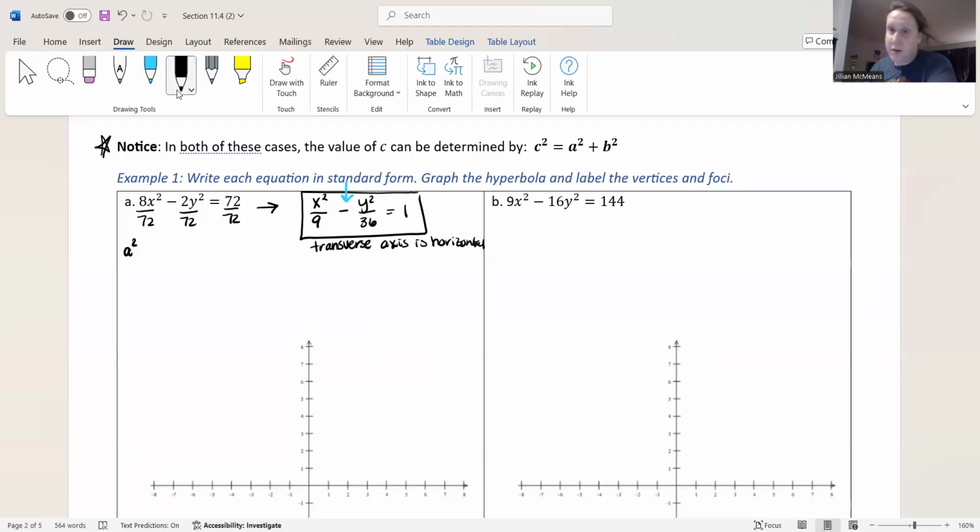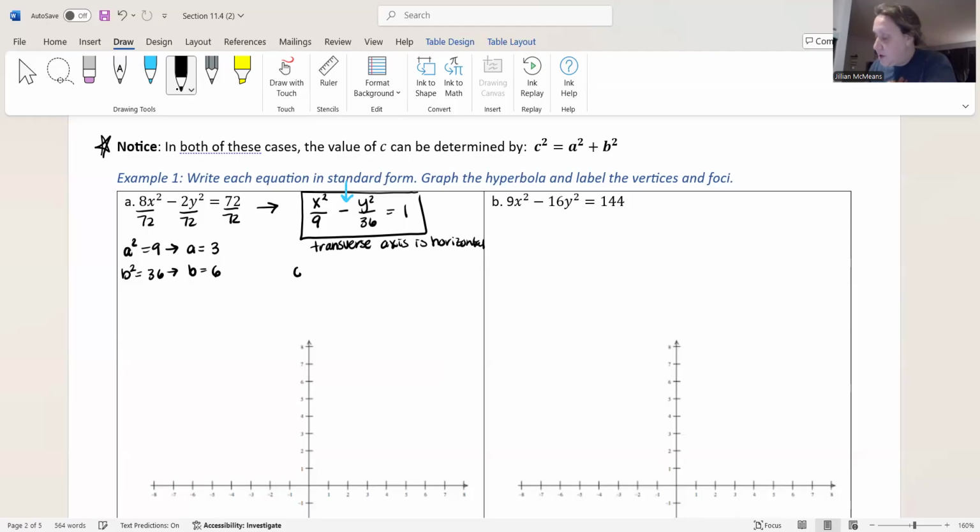All right. So now that we know that, let's go and find A, B, and C. Okay. So A squared is going to be the denominator under your first term. So A squared is 9, which tells me that A is 3. So we just want the square root of 9. Okay. B squared is going to be the denominator under the second term. So in this case, y squared over 36. So B squared is 36, which tells me that B is 6. And C we don't know, but we have enough information to get C.